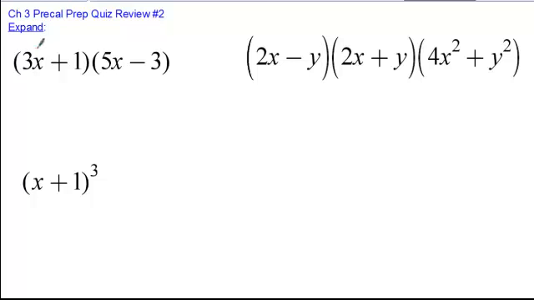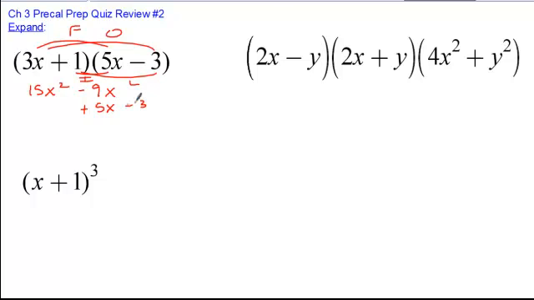What we're going to do is take and distribute our first binomial factor to the second, which is just the FOIL process. The product of our first is 3x times 5x, or 15x squared. The outer product is 3x times negative 3, or minus 9x. And we move to the inner products: 1 times 5x is a plus 5x. And then our last products, 1 times a negative 3 is a minus 3.